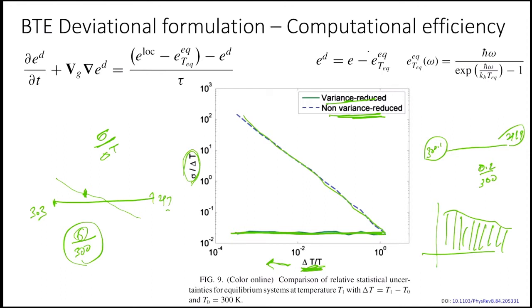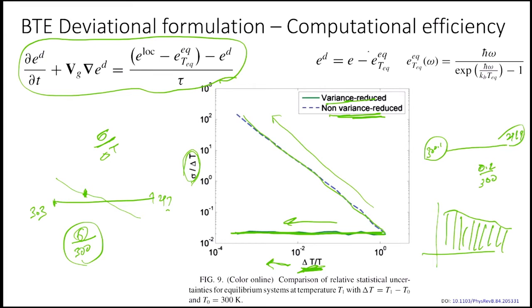As soon as you go to smaller and smaller limits, the non-variance-reduced formulation would give you much larger uncertainty in the solution compared to the variance-reduced one. That's why the variance-reduced formulation is a better thing to do when the temperature difference is really small. Even if it's large, it would still work well, but then they would become comparable.